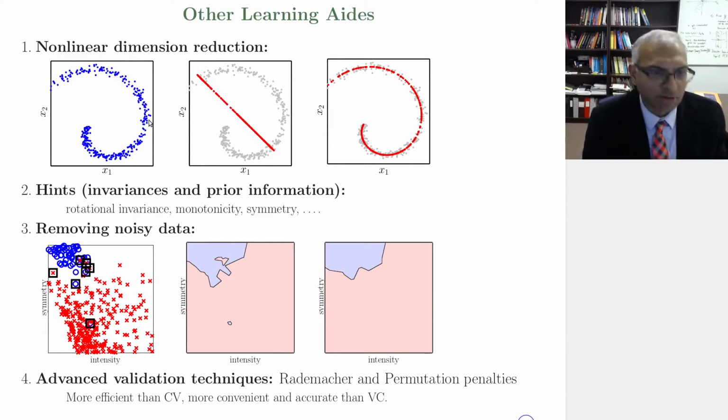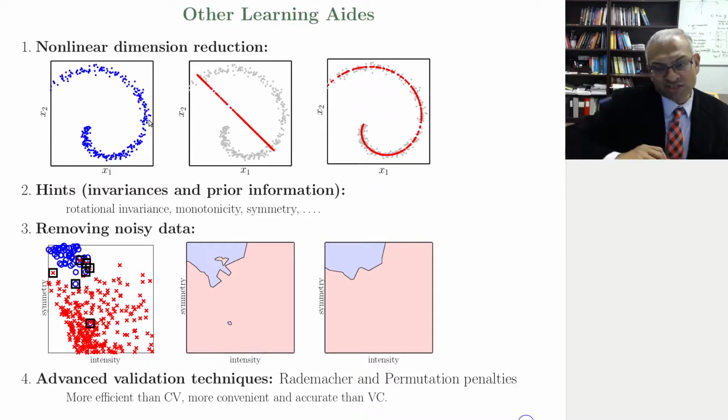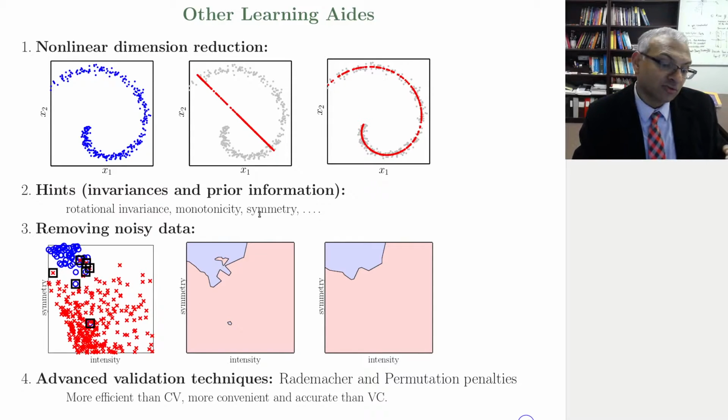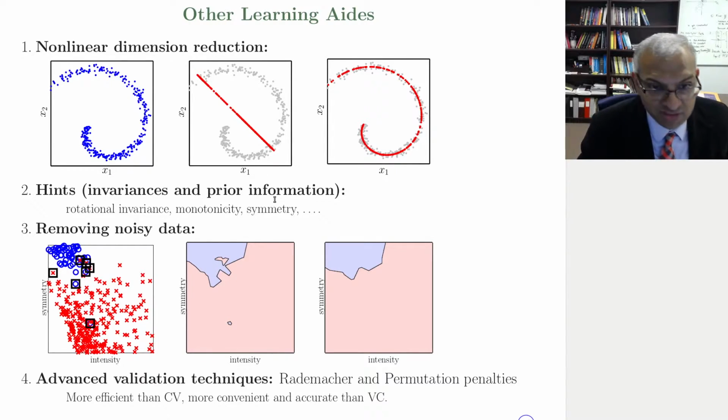Now, we're not going to talk about nonlinear dimensionality reduction. You can read about it a little bit in the text and in the literature. Sometimes you have information about the function, like it's rotationally invariant, especially in vision, or monotonicity. So whether or not you get credit should be monotonically increasing in your income. Or symmetry: if something happens when you got richer, then the opposite should happen when you got poorer. So that's an example of symmetry.